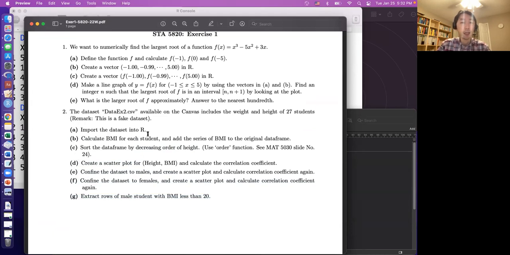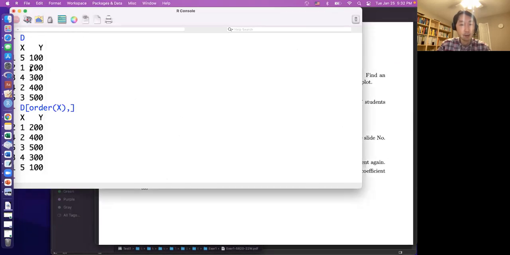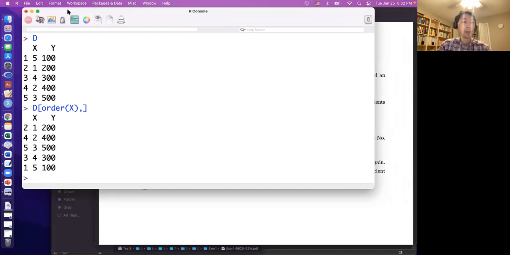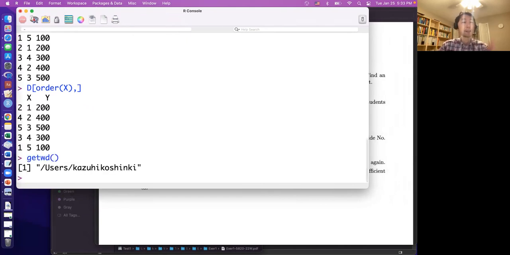Some students have some difficulty dealing with data sets in R, so that's why I would like to review it. At first, to import data, we have to specify the working directory. A good way is to first get the working directory in R, then you can modify the path.